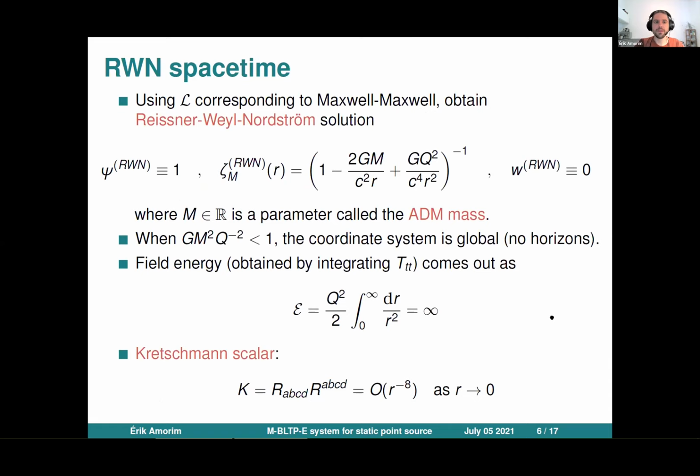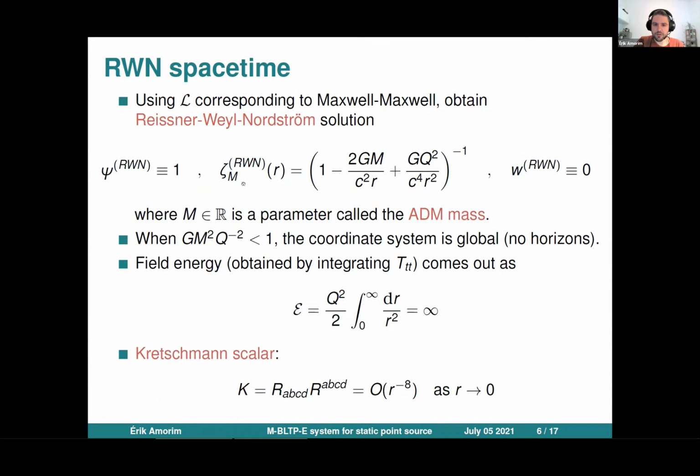study if it has a solution with finite energy. But I just want to mention, this was mentioned here today many times, the Reissner-Nordström, Reissner-Weyl-Nordström spacetime is the one that comes from the L corresponding to Maxwell, so usual electromagnetism. The solution just looks like this. Psi is constant equal to one. W is constant equal to zero. And the second metric coefficient is this.